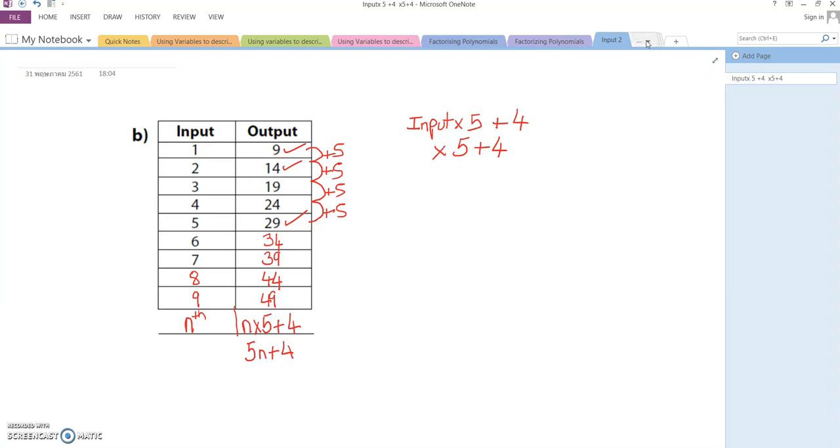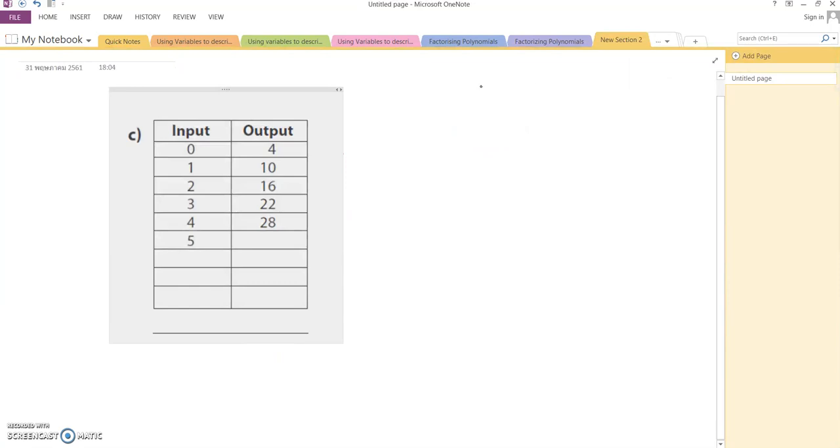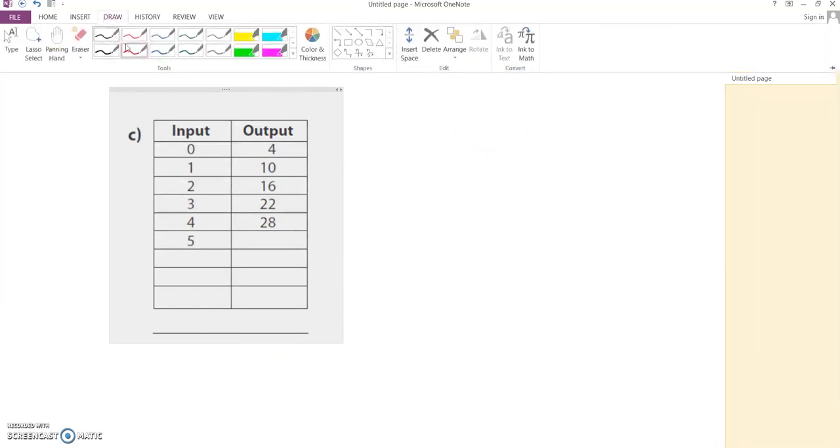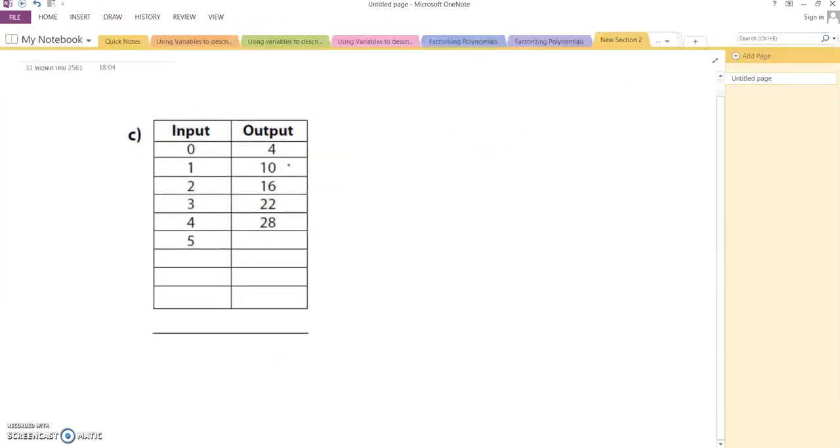Alright guys, I have one more question here. Let's do the last question for today. Okay, step number 1. Again, we will see what is happening to the output. Take a look at this. The output, 6 is getting added. 6 is getting added. So the next one, 28 plus 6 is 34. Let us fill out the input.